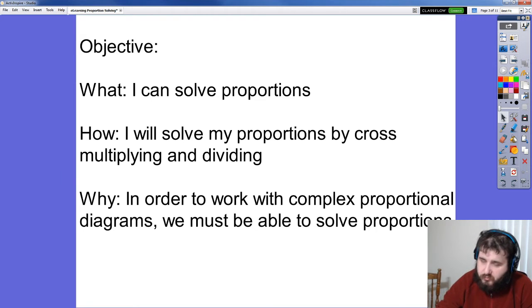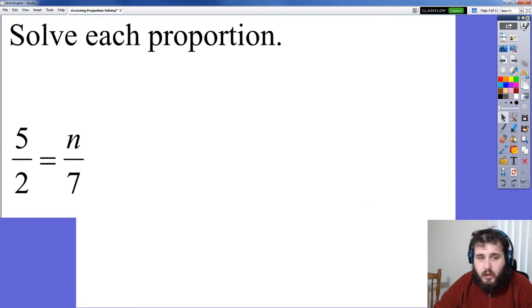Alright, so what am I doing today? Today we're going to be talking about solving proportions. We're going to be using cross multiplication and division. The reason we're going to be doing this is because we need to be able to solve proportions in order to work with complex proportional diagrams. So let's start off with an easy one.